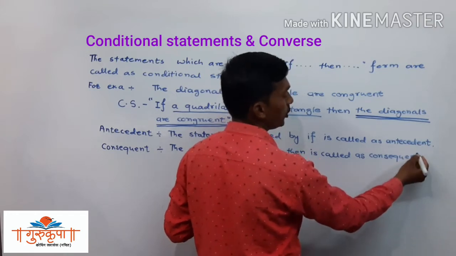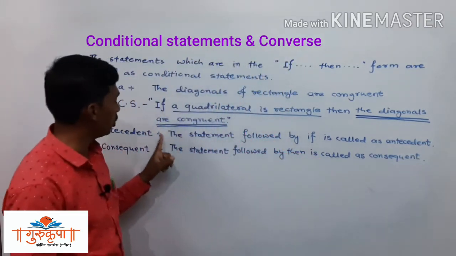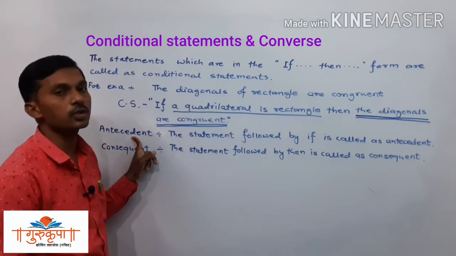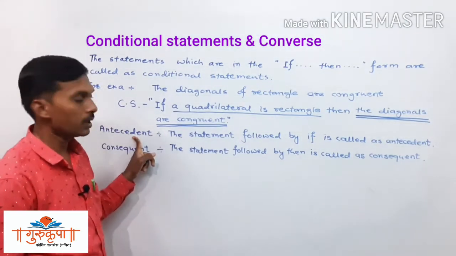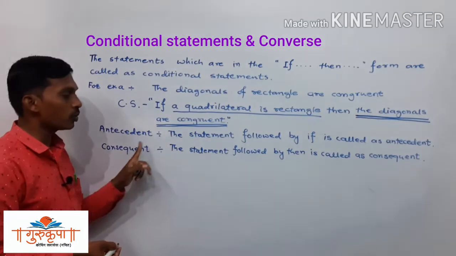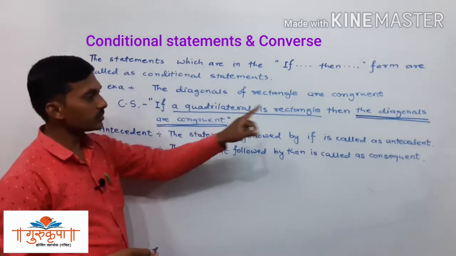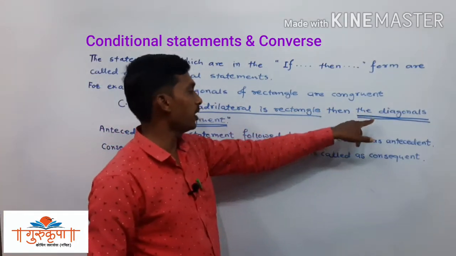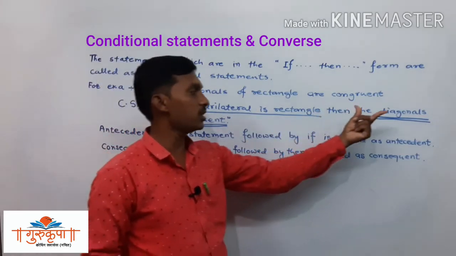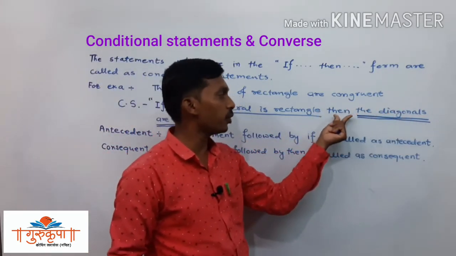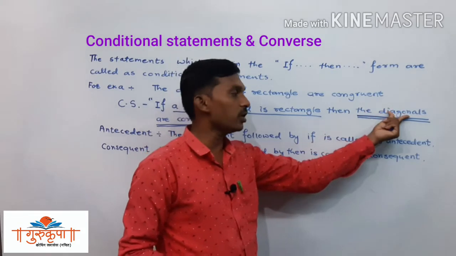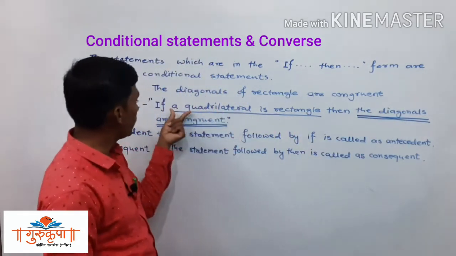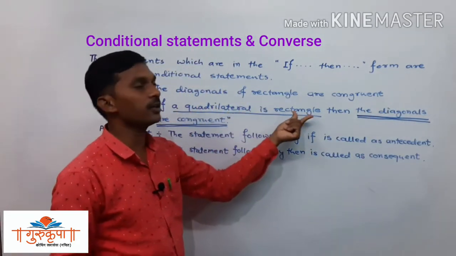The statement which is followed by if is called the antecedent. It is also called the given information. And the statement which is followed by then: see this statement, the diagonals are congruent. This statement is followed by then, so it is called the consequent.